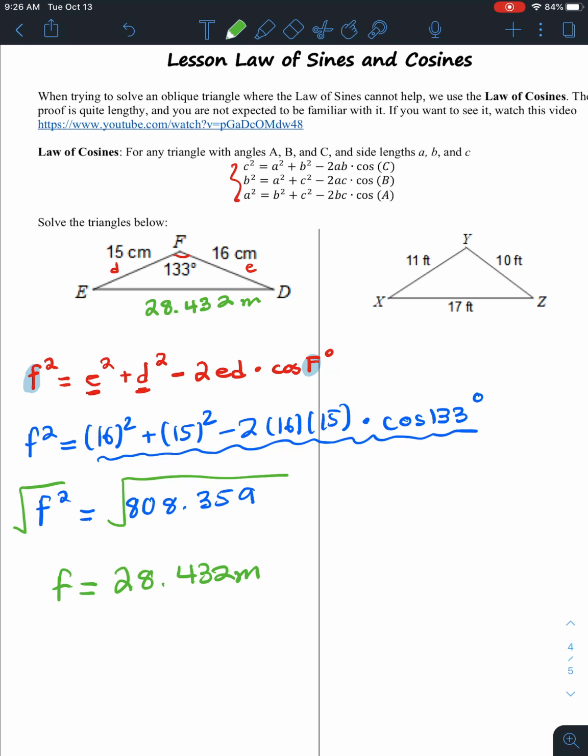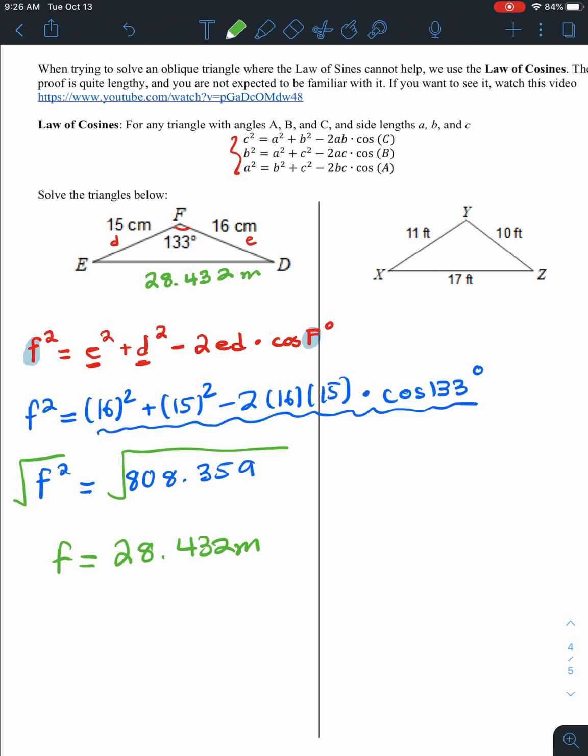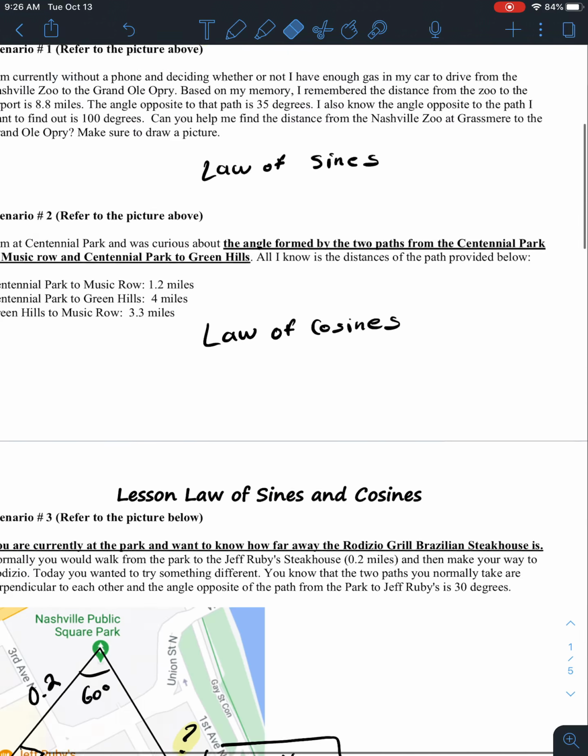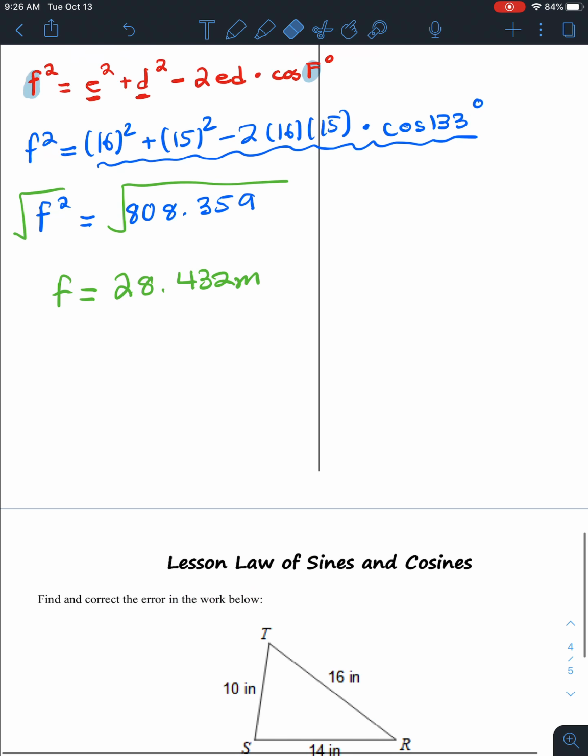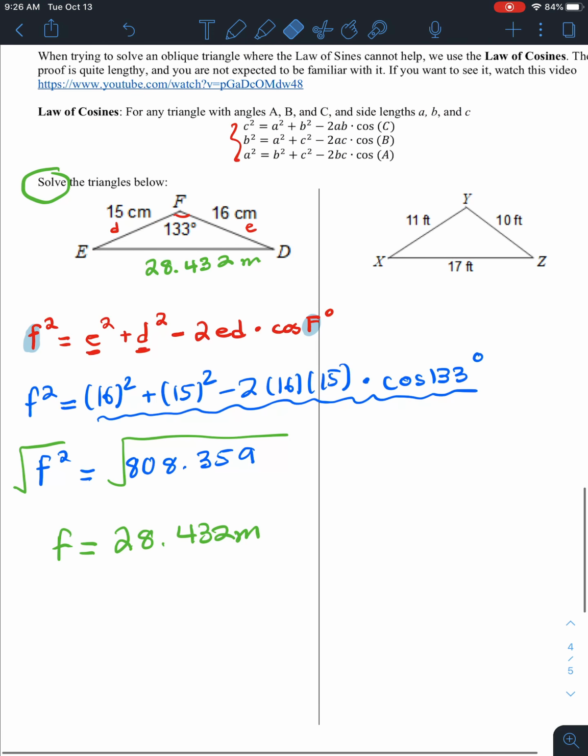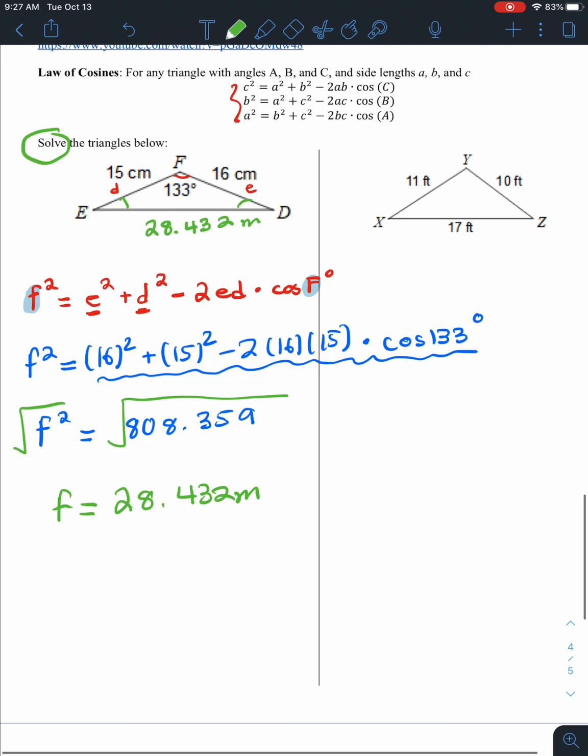So I'm going to come over here, erase that, and put 28.432 meters. We should be happy because we found one side, but we said earlier that solving means getting everything. So that means that we need to find angle E and angle D. What we're going to do now is, you don't want to use the law of cosines all the time either. You want to use all the different tools that you have learned.